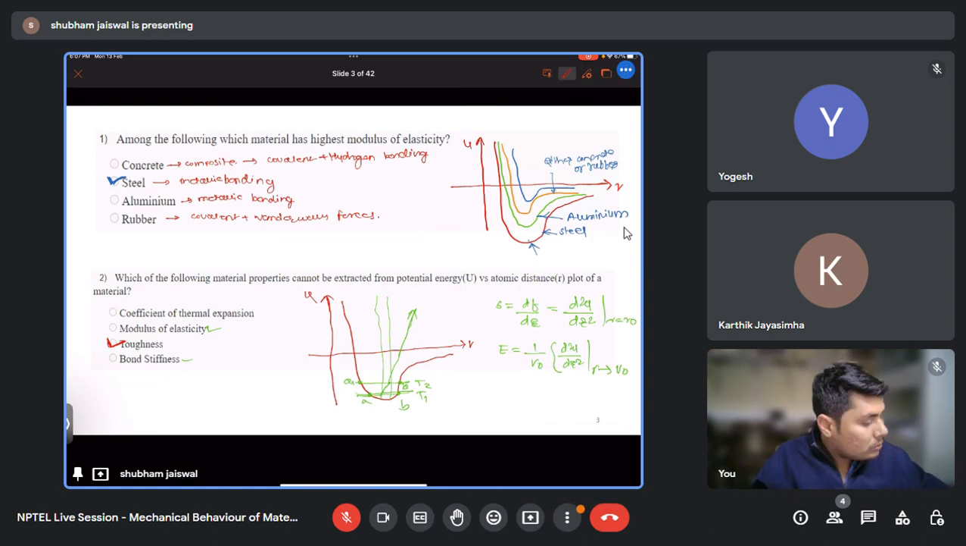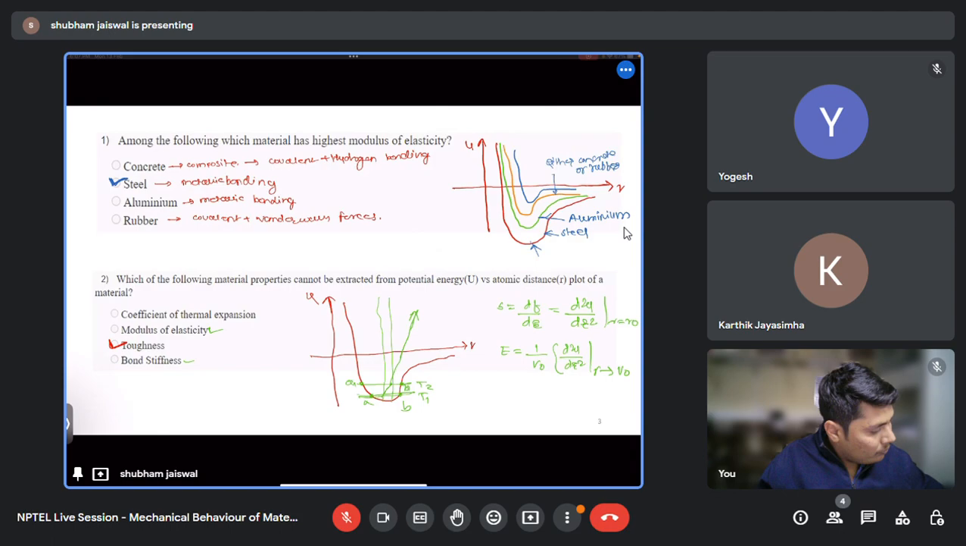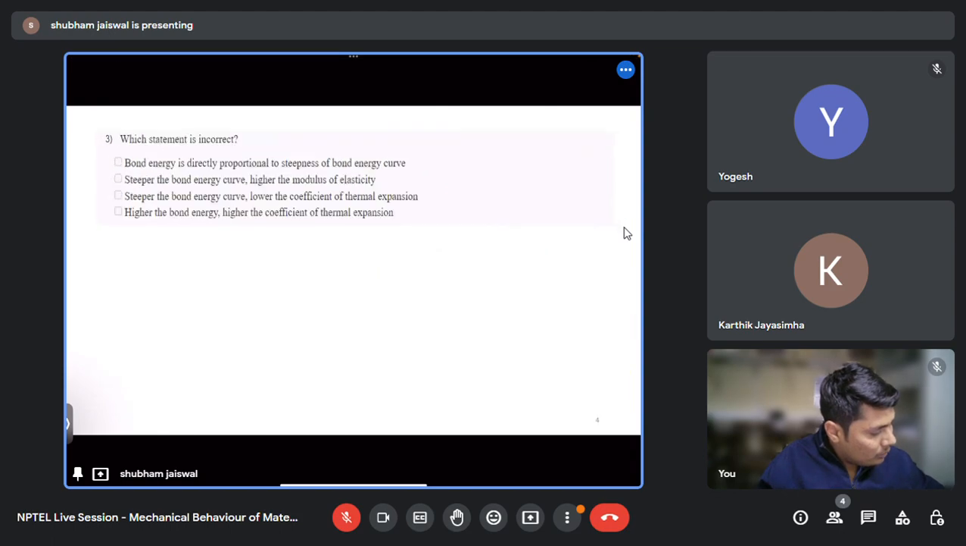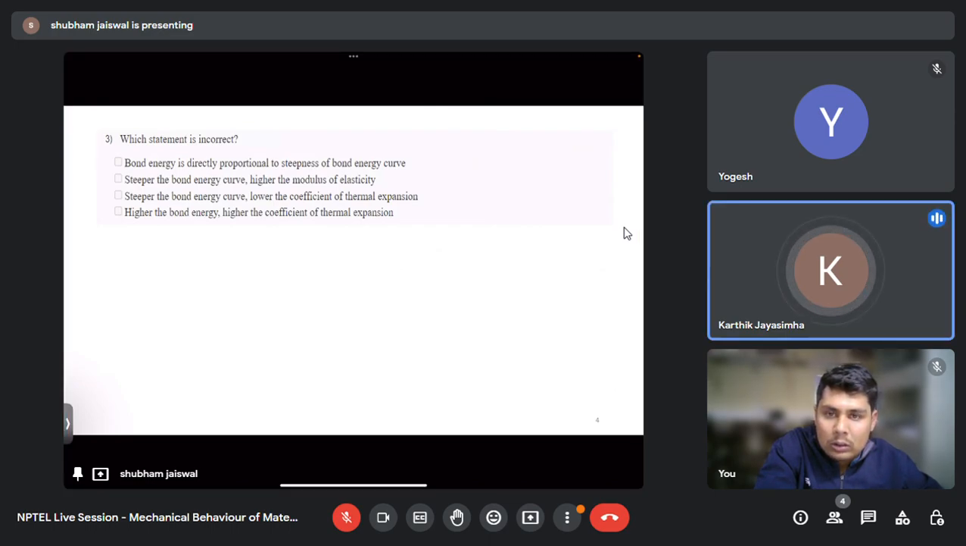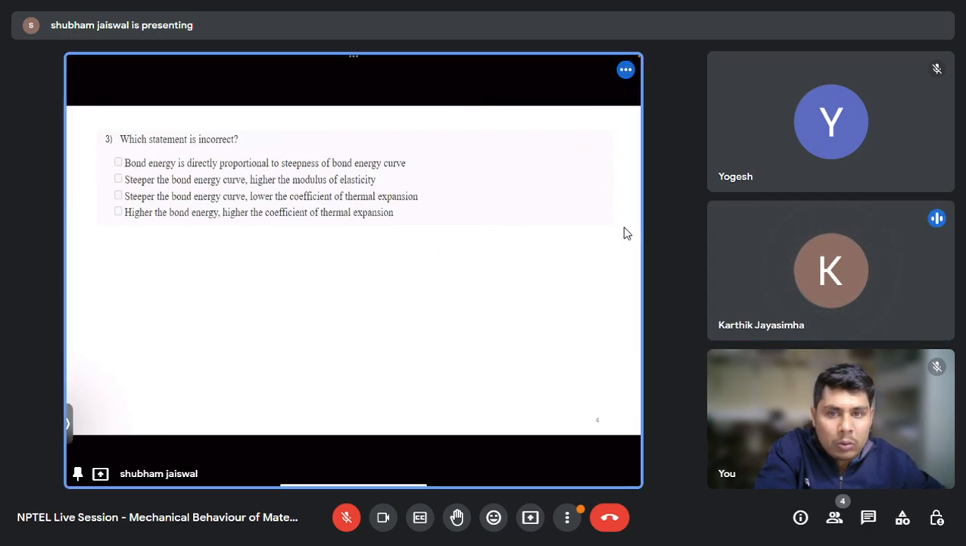So now moving to the next question. Which statement is correct? A: Bond energy is directly proportional to stiffness of the bond energy curve. B: Steeper the bond energy curve, higher the modulus of elasticity. C: Steeper the bond energy curve, lower the coefficient of thermal expansion. D: Higher the bond energy, higher the coefficient of thermal expansion. So in fact A, B, C are correct, and the only option remaining is D.